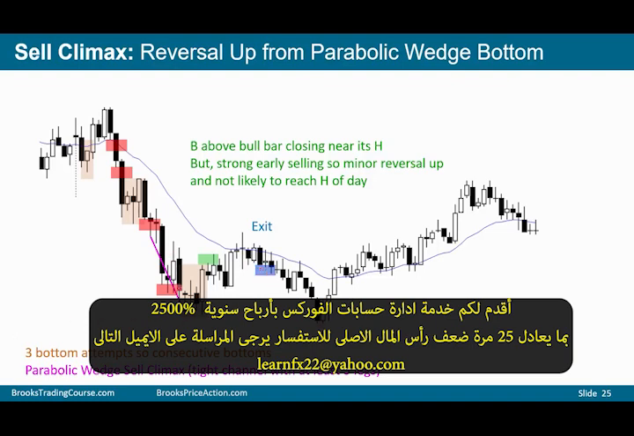Lots of prominent tails, lots of reversals. This sell-off is probably going to be a trading range, which means when it gets near the low, traders will look for another reversal up.